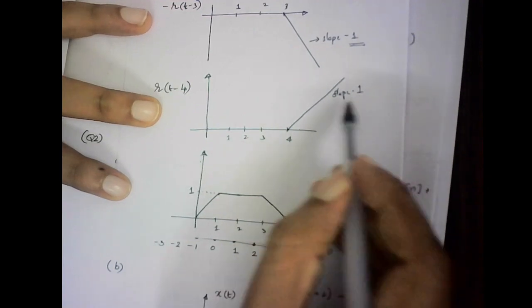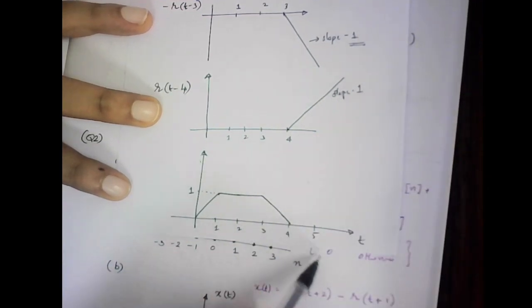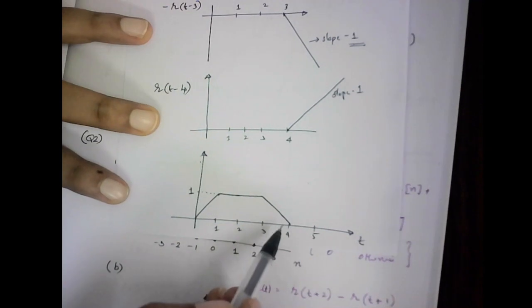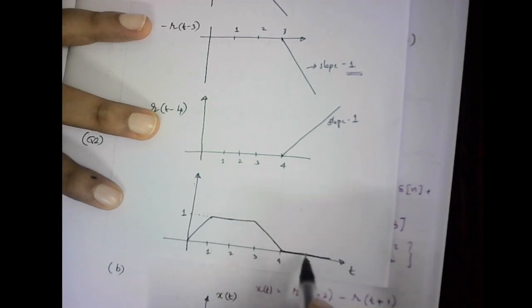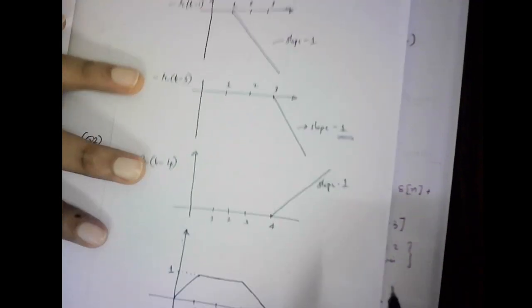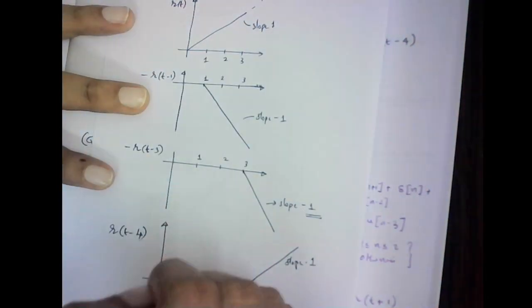So if this signal was not there, then it would have gone like this. But since at 4 the slope of plus 1 is there, the signal will continue like this, because the net slope becomes 0. So let me repeat it once again. What you need to consider is the slope at each instant.